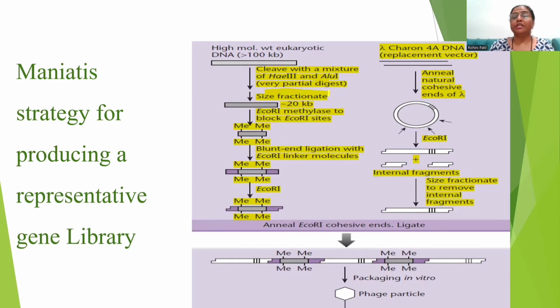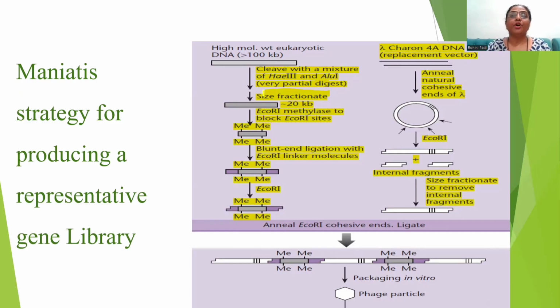For that purpose, there is a use of the digestion, and that digestion is a very partial digestion. Now, next here, there is a use of the EcoRI methylases. And these EcoRI methylases are used to block the EcoRI sites in the DNA fragment. Now, before the methylation, we have to go for the size fractionation.